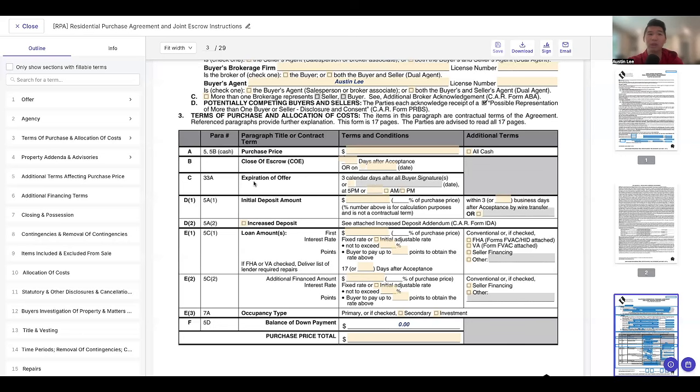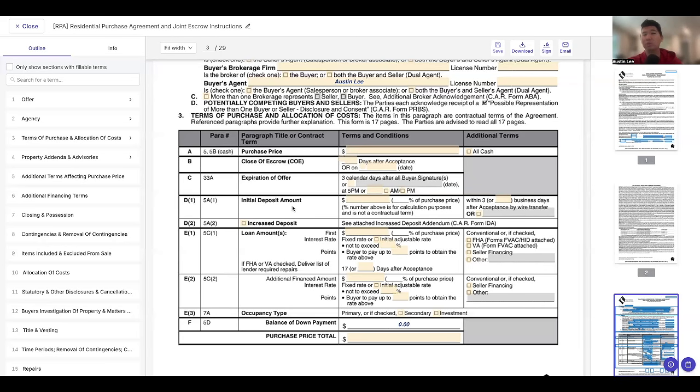Okay, so the next part is going to be the expiration of offer. And generally it's going to be 3 days after all the buyer signatures or 5 p.m. the next day. But generally, when you do submit an offer here in the Bay Area, you generally know within 24 hours.